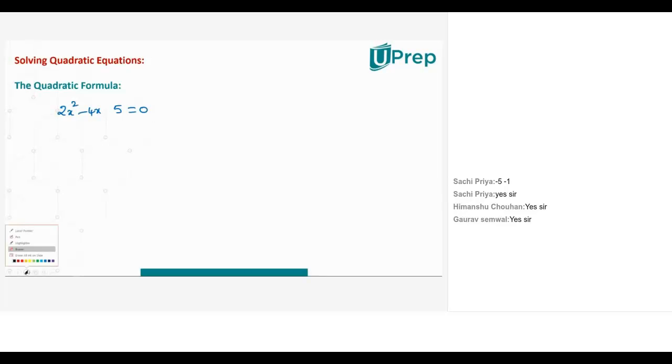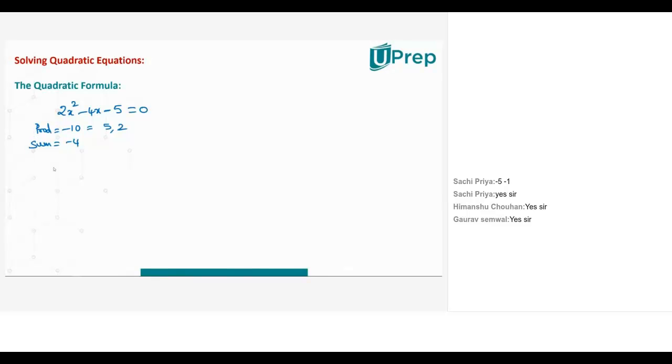Now just for the sake of calculation, I'm taking minus 5. You'll understand this in the coming days. Why I took minus 5, don't worry. 2x square minus 4x minus 5. Clearly 100% sure I cannot have product as minus 10 and sum is needed to be minus 4.